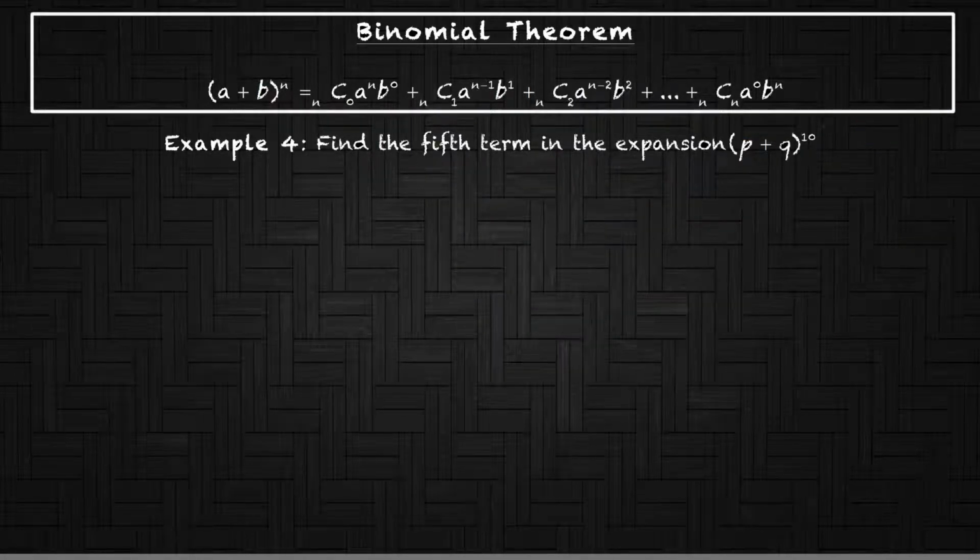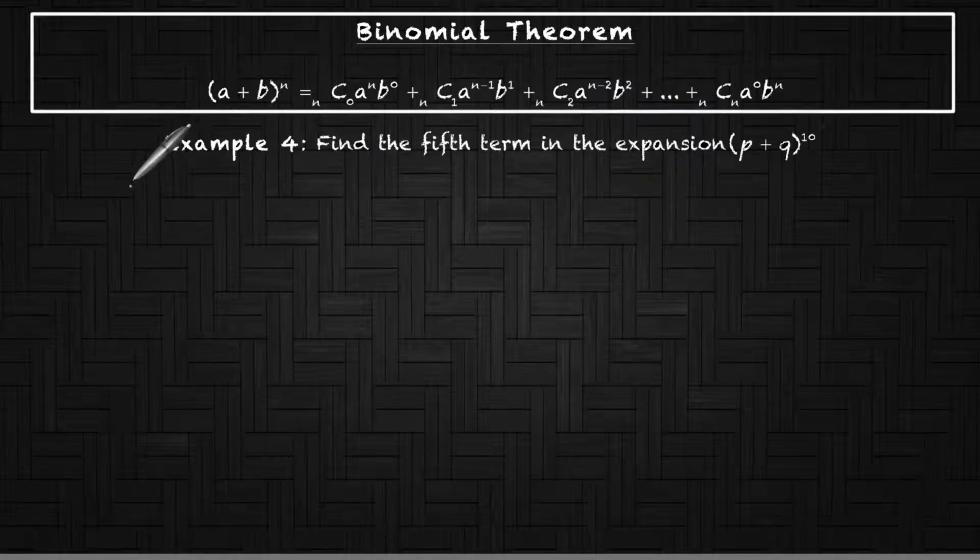Okay, in this next example, it says to find the fifth term in the expansion of p plus q to the 10th. Now, the last thing you want to do here is actually find the entire expansion p plus q to the 10th power. That's ridiculous. It says find the fifth term, so that means you have to count down. Now, it's easy to think, oh, fifth term, that means it's going to be p to the fifth, q to the fifth. Got to be careful.